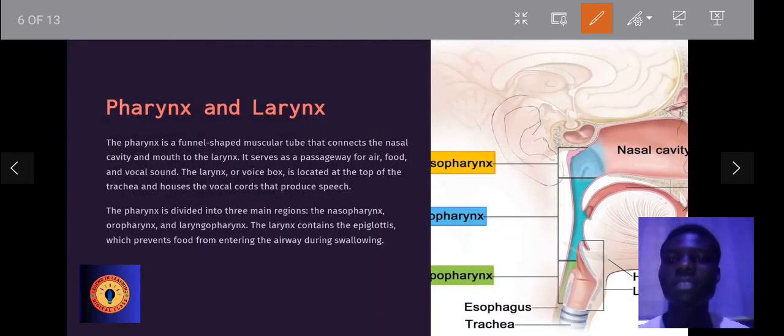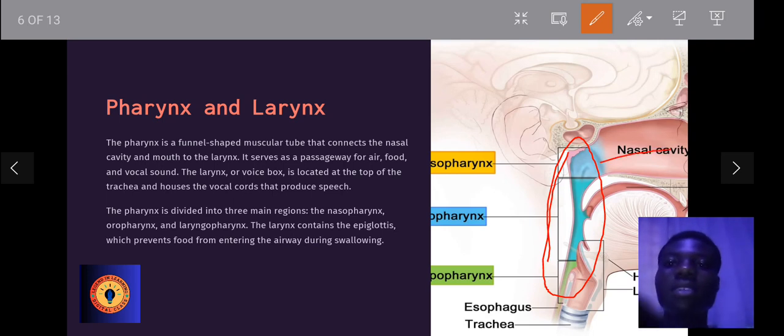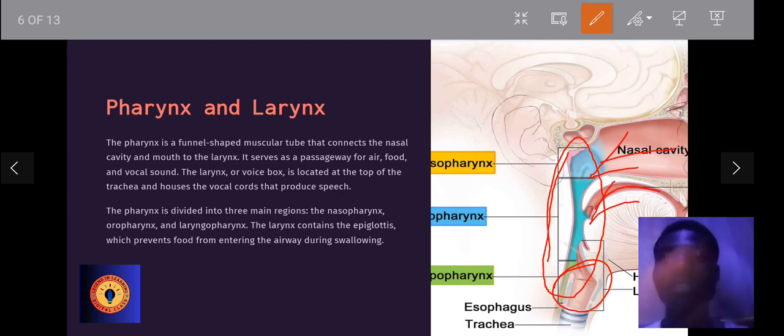Now let's talk about the pharynx and the larynx. The pharynx is a funnel-shaped muscular tube that connects the nasal cavity and the mouth to the larynx. So what we are seeing here is the pharynx, which is connecting the nasal cavity and the mouth cavity, or the oral cavity, to the larynx over here. Have you seen it? Yes.